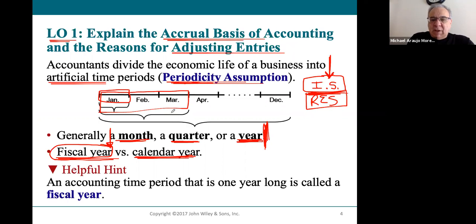Okay. So again, the important parts here: periodicity assumption, artificial time periods, month, quarter, year. Companies can use either a calendar year, January 1st to December 31st, or they can create their own fiscal year, a 12-month period of time that they can start and end as long as it's 12 consecutive months. Doesn't matter.